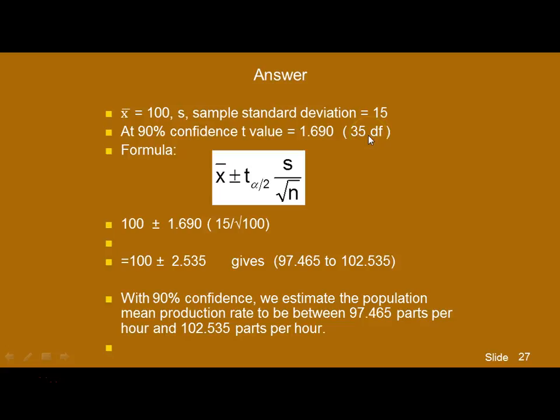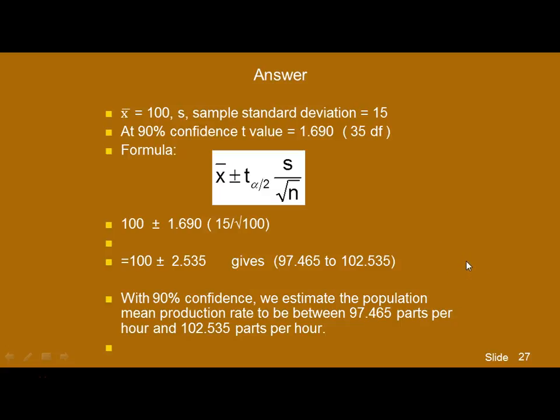Remember that N was 36. You should get a T distribution value for 90% confidence of 1.690. Plug everything into the formula now. 100 plus or minus 1.690 times 15 over the square root of 100 will give you a confidence interval from 97.465 to 102.535.